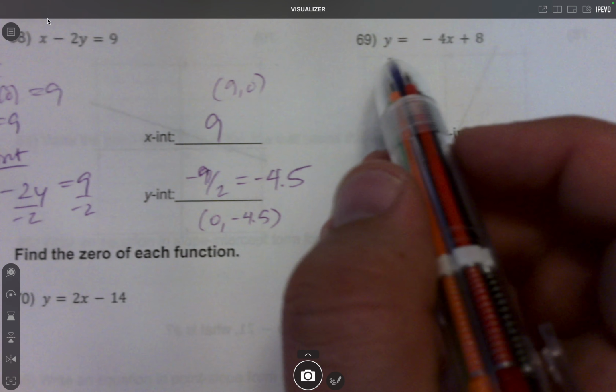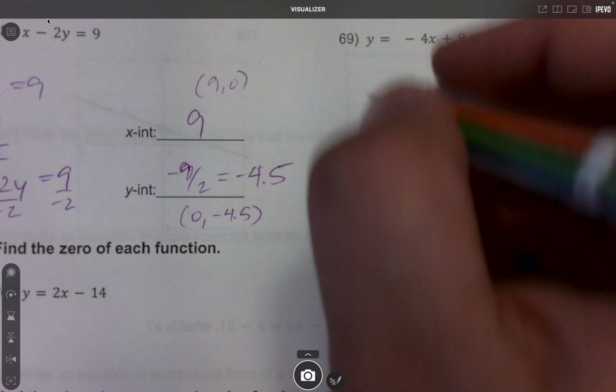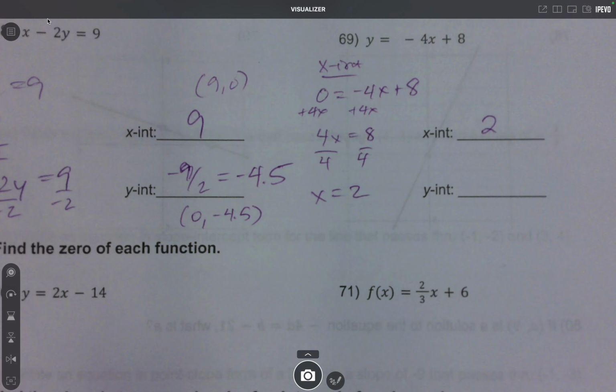Same process over here on 69. To find the x-intercept, plug in 0 for y. I'm going to add 4x to both sides. Divide both sides by 4. And we get that the x-intercept is 2.